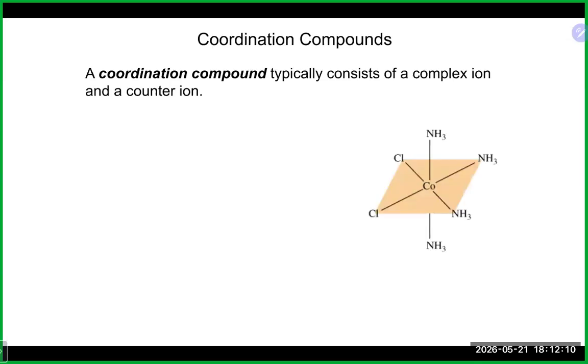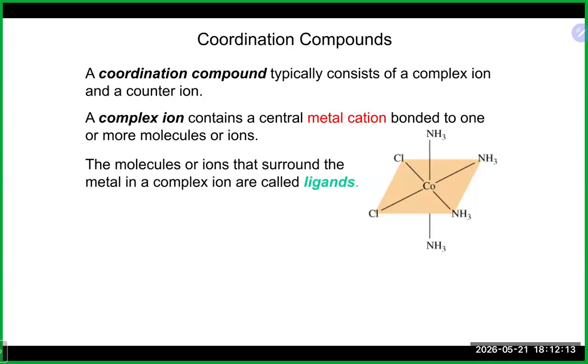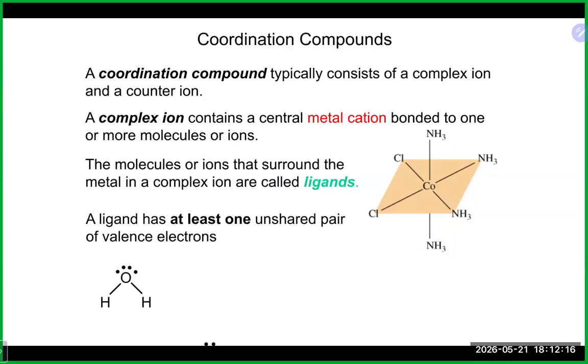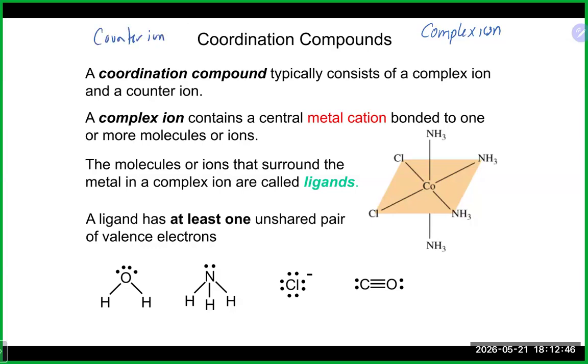All right, then let's get into really the heart of this chapter and the main part of what it's about, and that is coordination compounds. You can think of them as kind of like ionic compounds. There are basically two parts to them: there is a complex ion, and there is a counter ion. Both of those things together, the complex ion and the counter ion, make up a coordination compound.